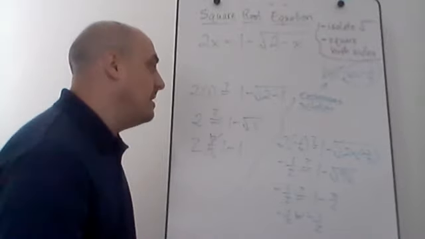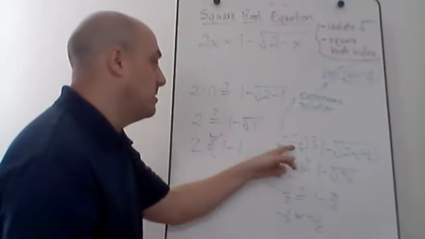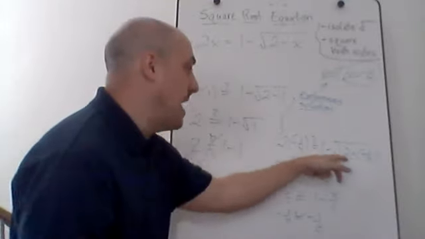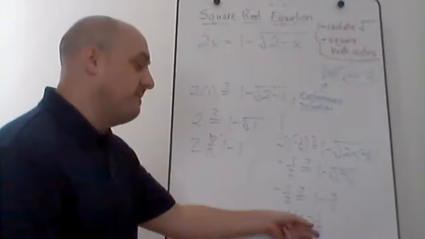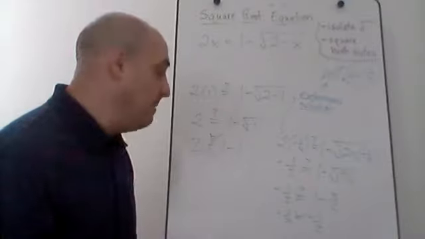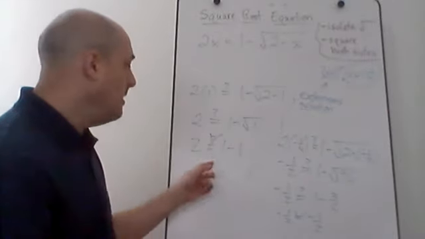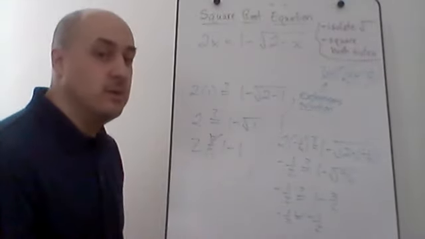And like I said, when you're checking these, if you want to, you can just put this side of the equation in the calculator, put that side in the calculator. You'll get negative 0.5 and negative 0.5. When they come out the same, you know that your solution works. If they come out different, like they did over here, you know it doesn't work.